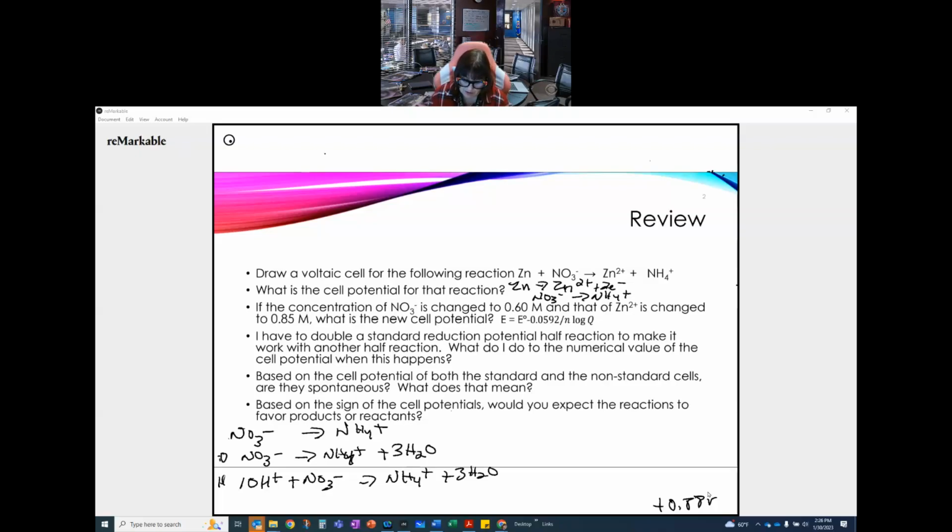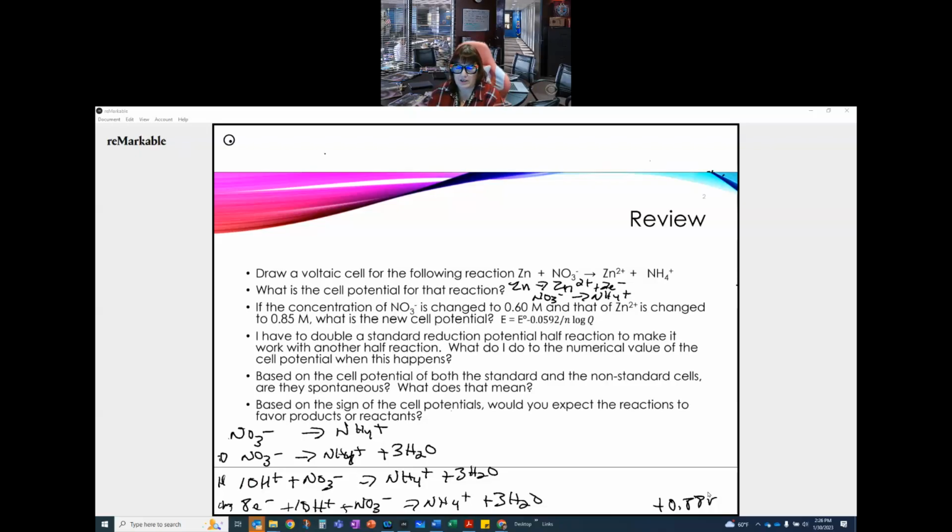If I look at my charges here, I see that I have a 10 plus and a 1 minus. That gives me a net of 9 plus. And of course, this one right here is plus 1, so I need to add 8 electrons to the reactant side to make that work. So I'm going to have 8 e minus plus 10 H plus and NO3 minus goes to NH4 plus and 3 H2O. And that's my charge.